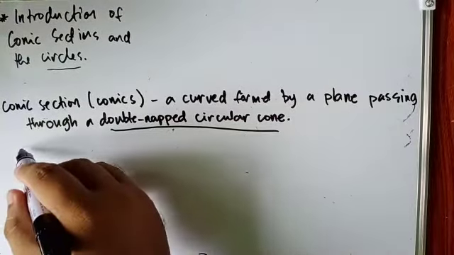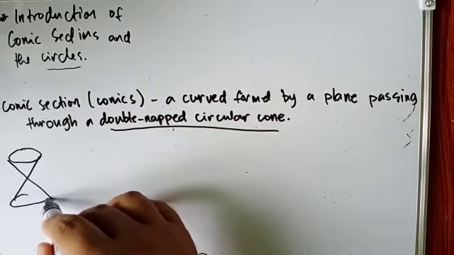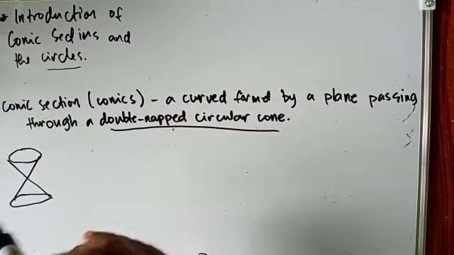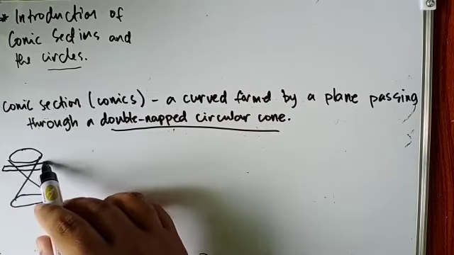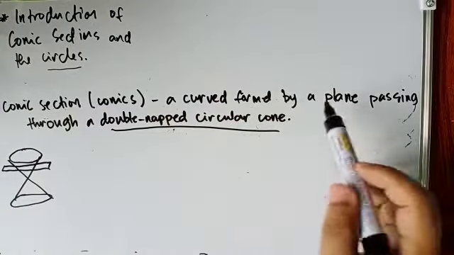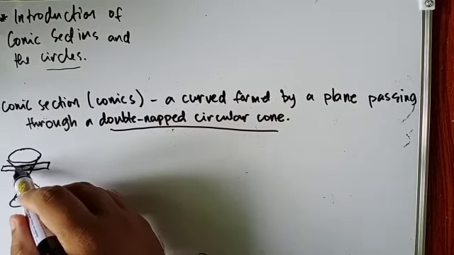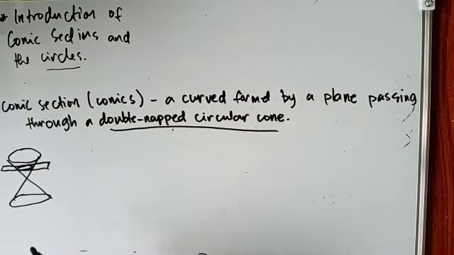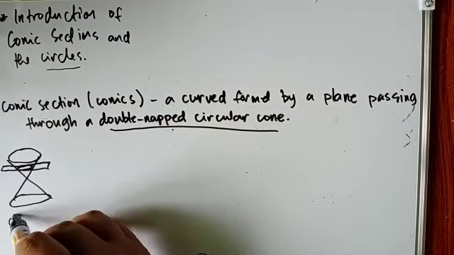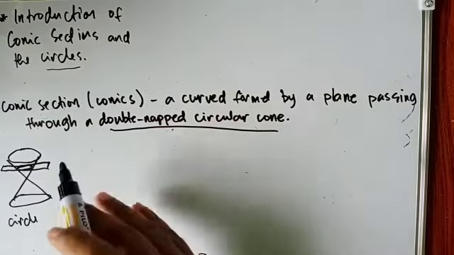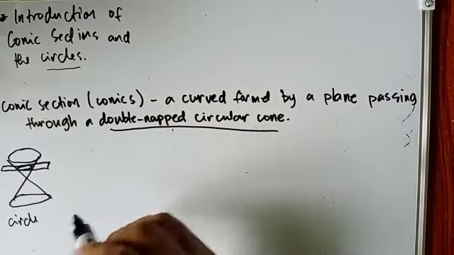So, meron tayo dito, case number 1, double napped circular cone. So, let's say for example, nandito yung plane figure natin. Nag-pass through siya dito. So, what do you think yung ma-create? Magkaka-create siya ng circle. So circle in our first case. Circle yung na-create niya. By the way, pasensya na sa drawing ko. Hindi ako ganun kagaling mag-drawing nga pala.